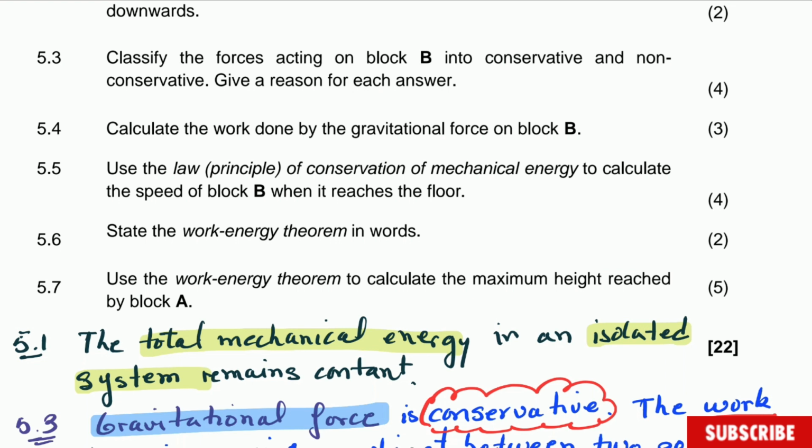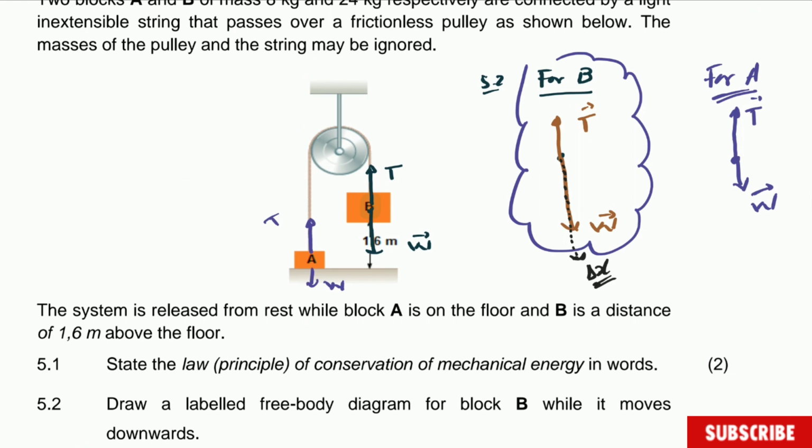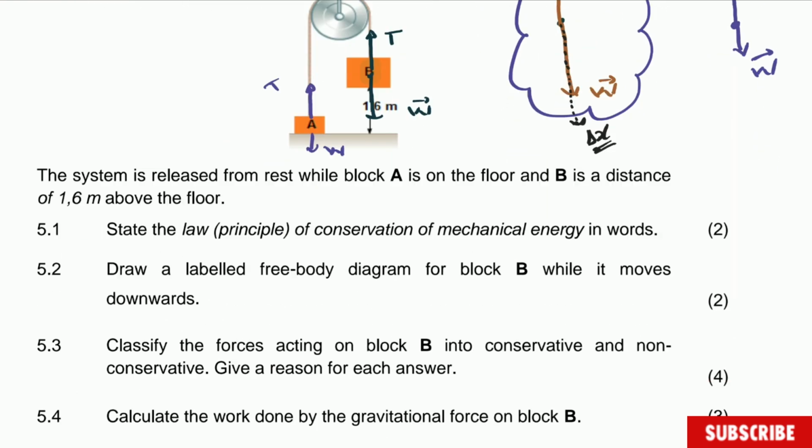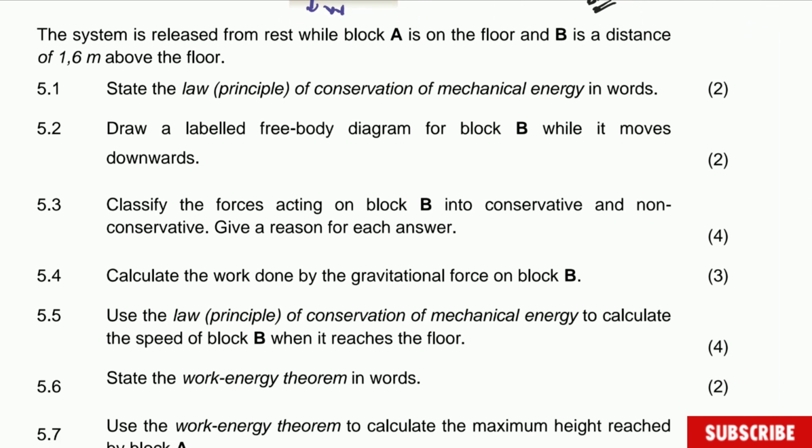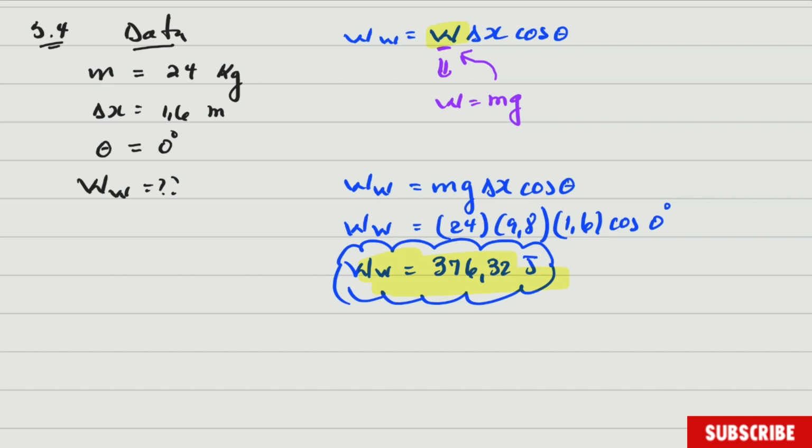Question 5.5. Use the law of conservation of mechanical energy to calculate the speed of block B when it reaches the floor. So we're working for block B from the moment it was released up until it reaches the floor, and that is to calculate the speed of block B. Now this specific question is a little bit more tricky than it actually looks. Let's go to the law first of all, and then we'll see what the issue is.